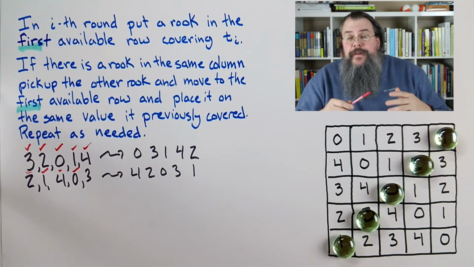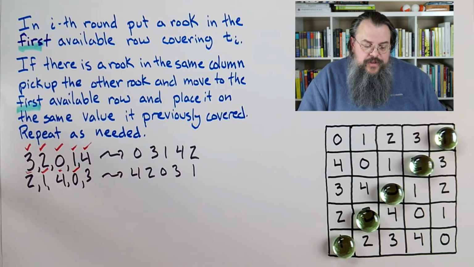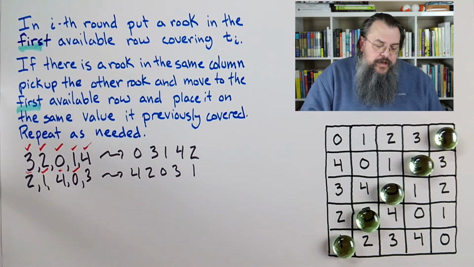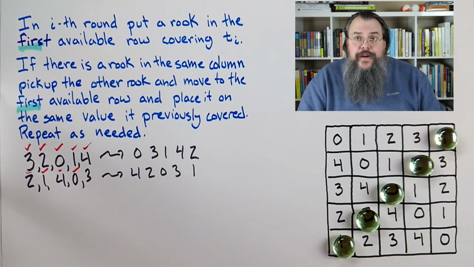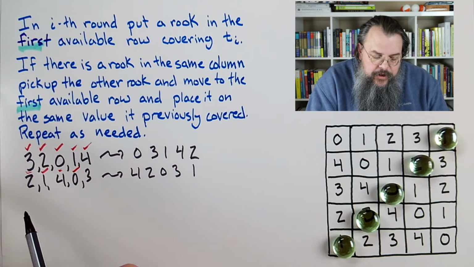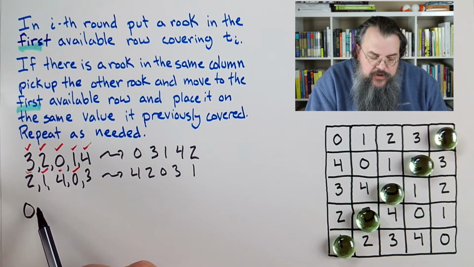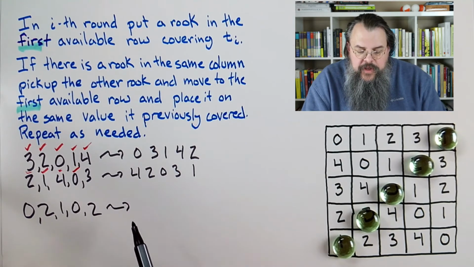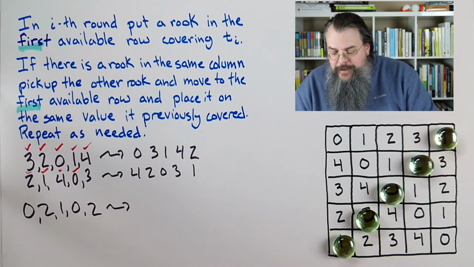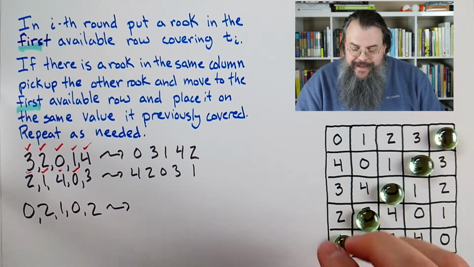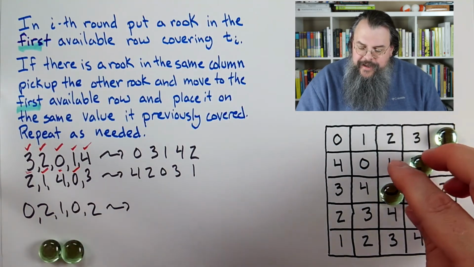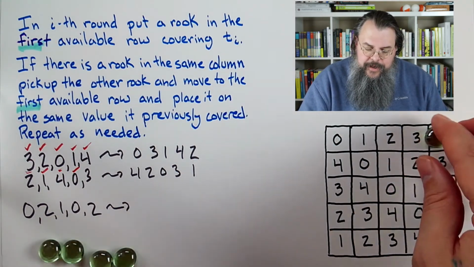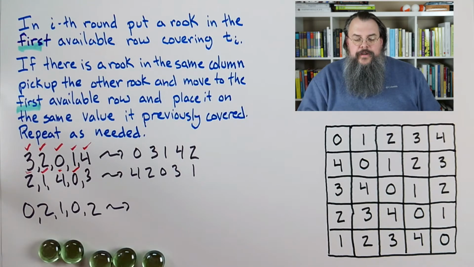Oftentimes, it might be something even more exotic than just a cyclic shift. Well, all right, good. Let's try something else. Okay, 0, 2, 1, 0, 2. All right, this one will be good. I'll tell you why at the end. Okay, here we go. So we start.